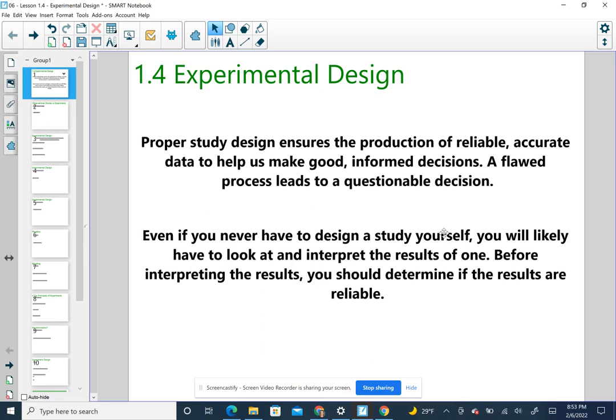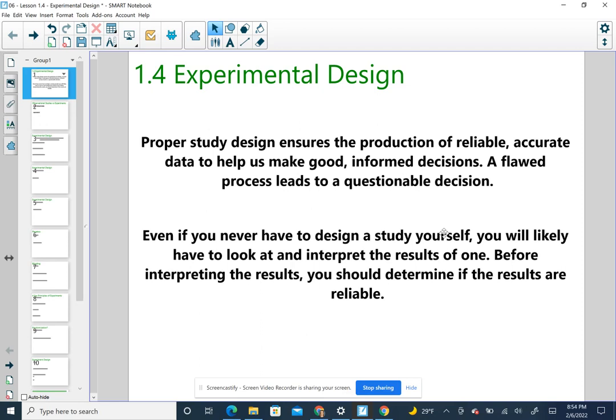So here's a little intro for you. Proper study design ensures the production of reliable, accurate data to help us make good, informed decisions. A flawed process leads to a questionable decision. So basically, we want to design our experiments to get the results that we want. That's what reliable means. We're measuring what we're supposed to be. And accurate data, meaning our variables are accurately being measured, so our data makes sense. And if we have accurate data, we can make better decisions with our statistics.